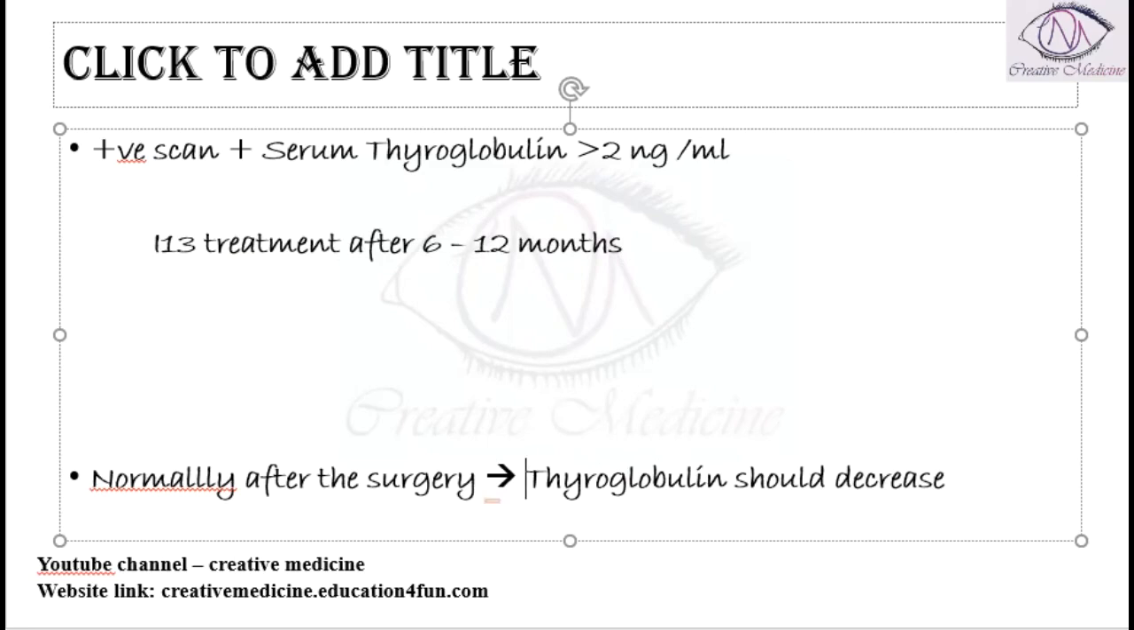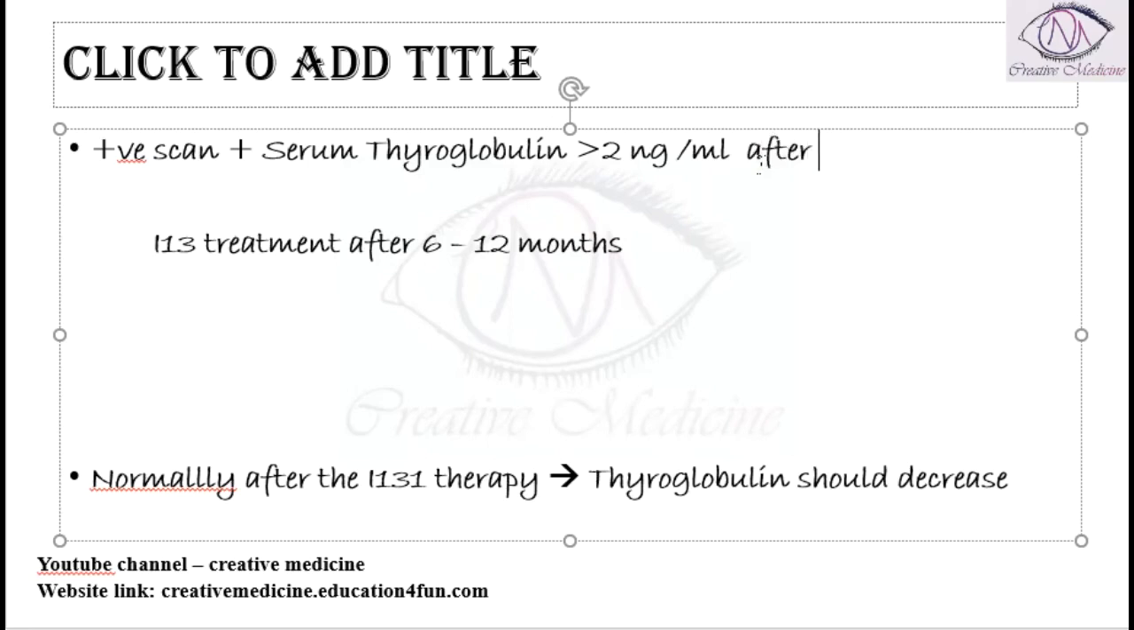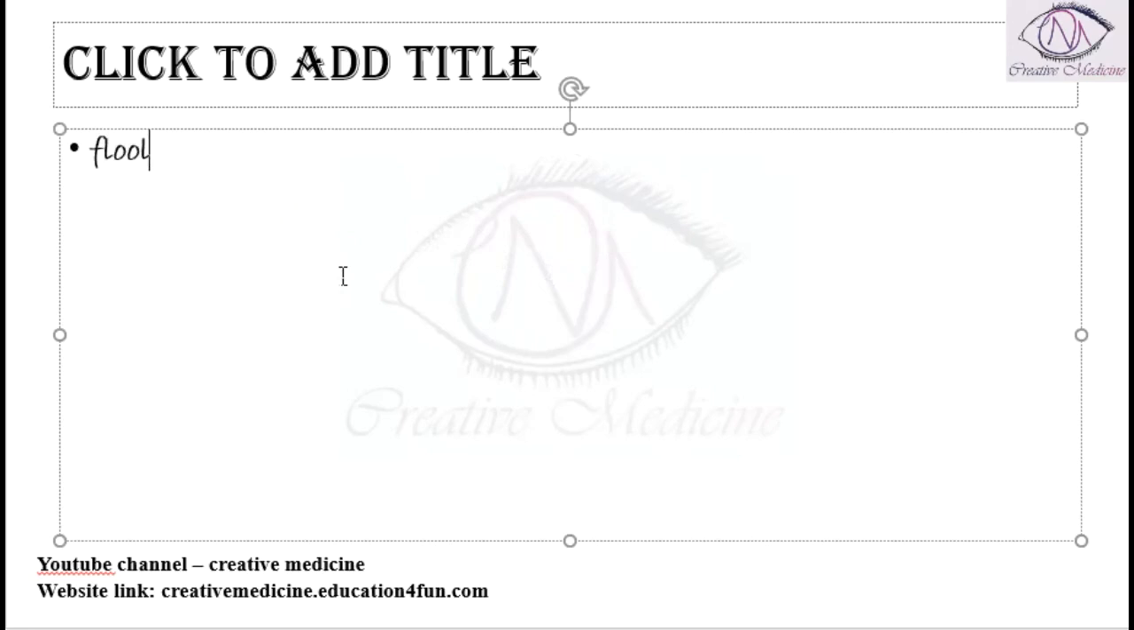Sorry, normally after iodine therapy, not surgery, that is iodine 131 therapy, the thyroglobulin levels will decrease. But if it is a positive scan and thyroglobulin levels are more than 2 nanogram per ml after the therapy, then iodine 131 treatment is given after 6 to 12 months. A follow-up scan can also be done after hormone withdrawal.